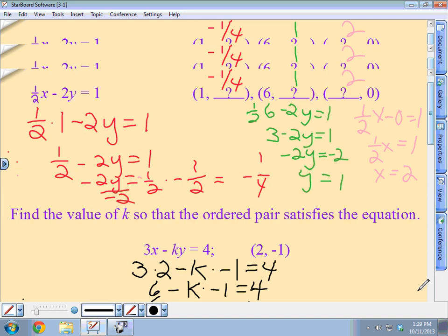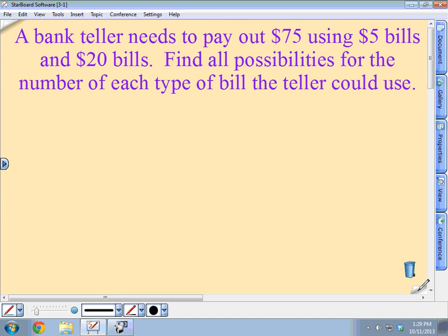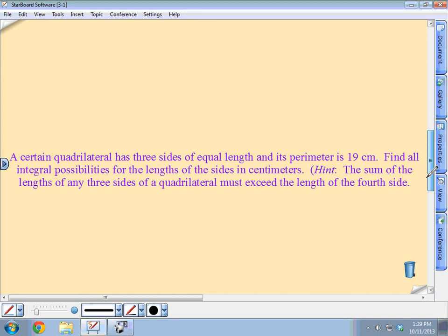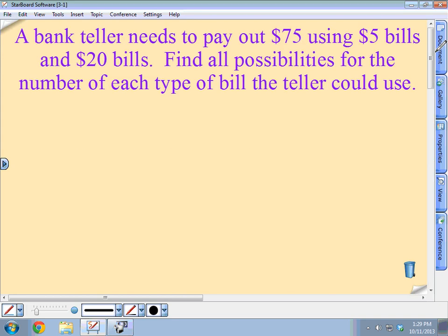Okay. The last section is a couple of word problems. I know these are all your favorite, right? These word problems. Okay. A bank teller needs to pay out $75. So the teller at the bank owes you 75 bucks. And she's going to pay you back, and she's going to use just $20 bills and $5 bills. And so the question says, find all the possibilities for the number of each type of bill the teller could use. So how would we set this up?